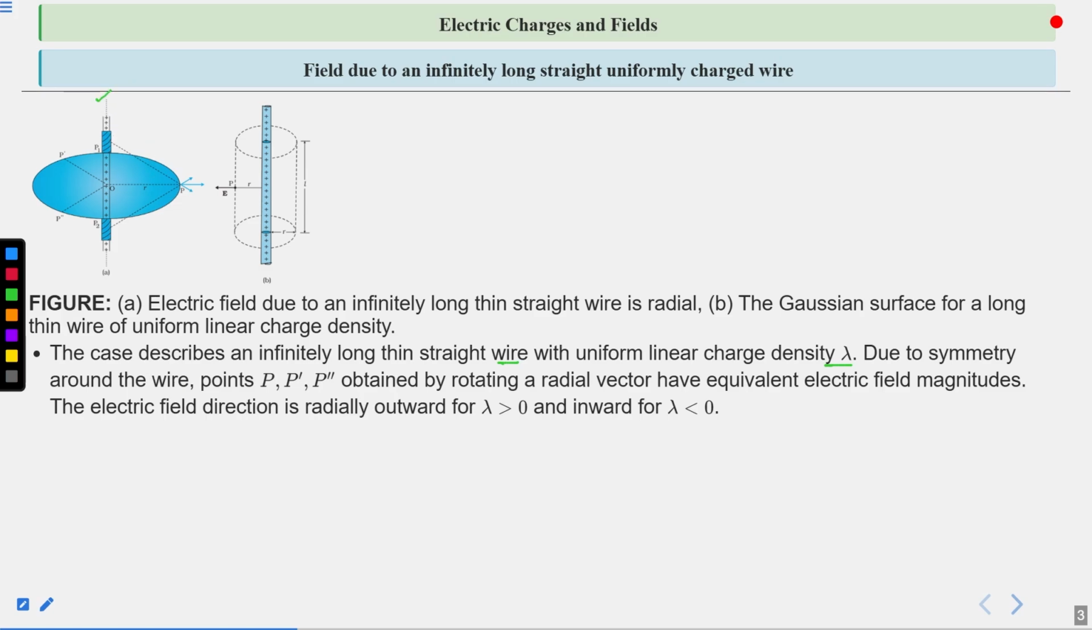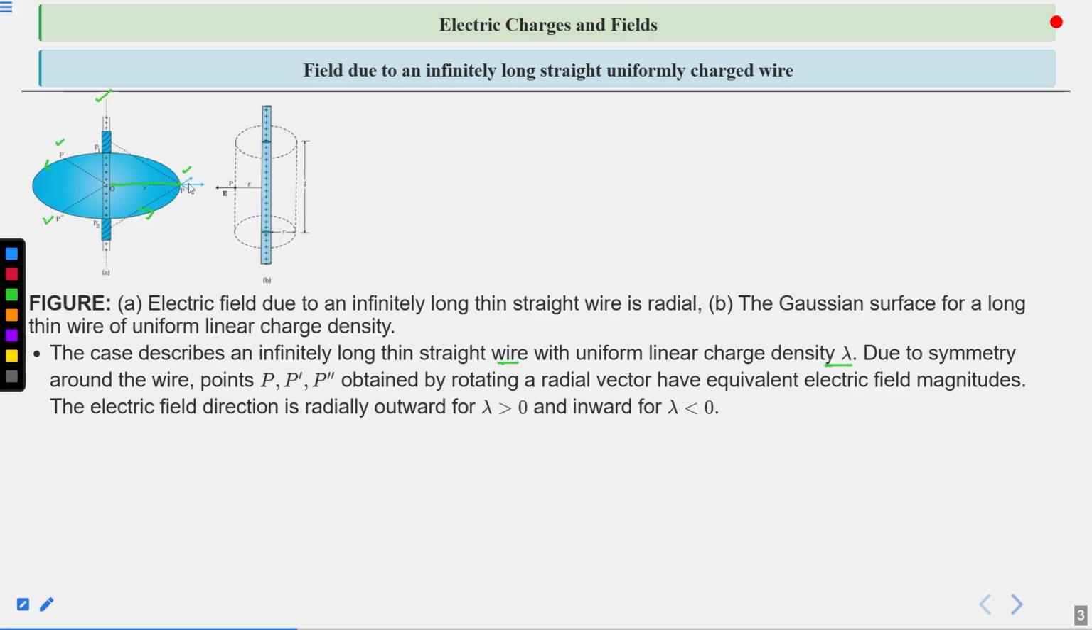suppose we have this infinitely long straight wire, and due to symmetry, P prime and P double prime, look here, are obtained by rotating the radial vector in this manner, and have equivalent electric field magnitudes. So the radial vector is R. When we rotate this radial vector anti-clockwise, it forms a circle. So the electric field at point P, at P prime, and at P double prime is the same because the distance is the same.